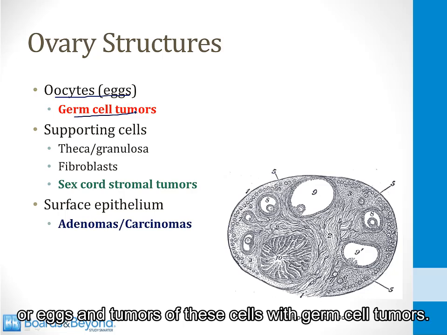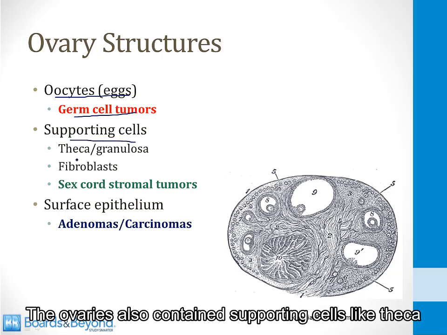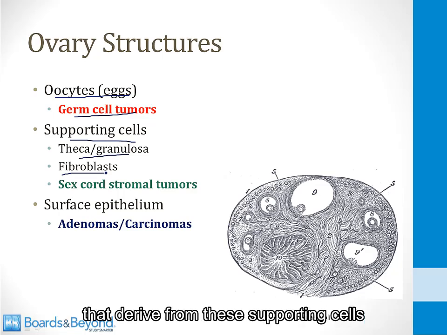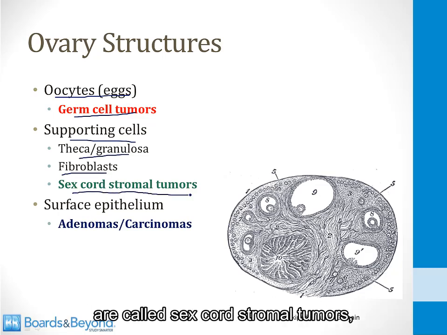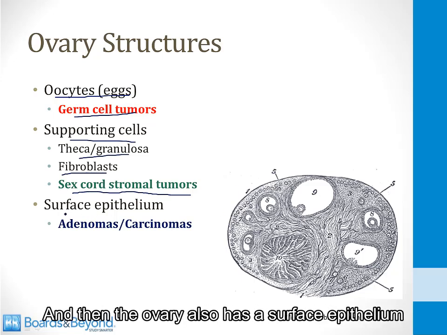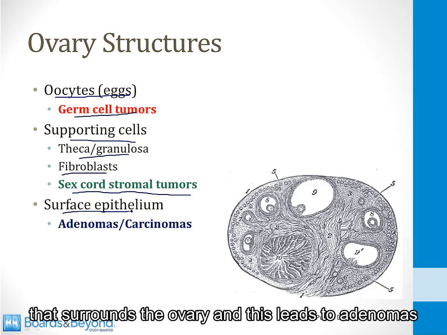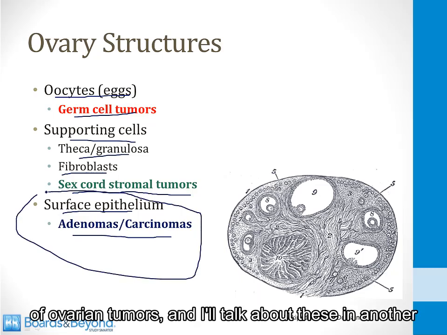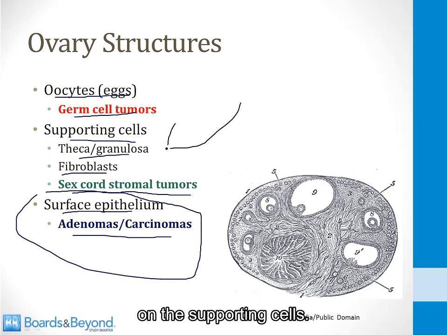cell tumors. The ovaries also contain supporting cells like theca and granulosa cells and fibroblasts, and the tumors that derive from these supporting cells are called sex cord stromal tumors. And that's what we'll talk about in this video. And then the ovary also has a surface epithelium that surrounds the ovary, and this leads to adenomas and carcinomas. These are actually the most common type of ovarian tumors, and I talk about these in another video. But in this video, we'll focus on the supporting cells.